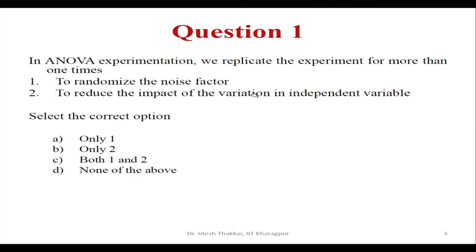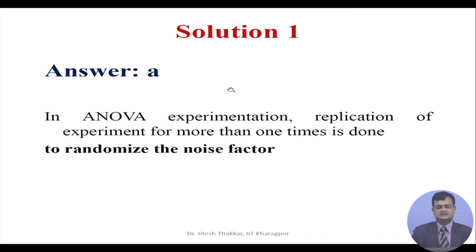Question 1. In ANOVA experimentation, we replicate the experiment more than one time. Number 1, to randomize the noise factor. Number 2, to reduce the impact of the variation in independent variable. Select the correct option: A only 1, B only 2, C both 1 and 2, and D none of the above. The correct answer is A. In ANOVA experimentation, replication of experiment for more than one time is done to randomize the noise factor.